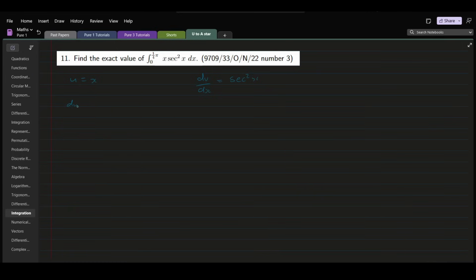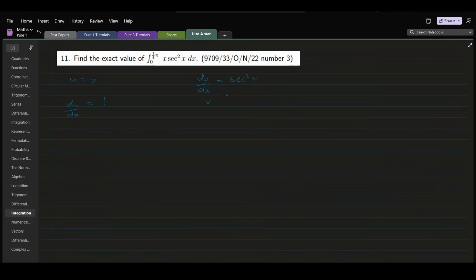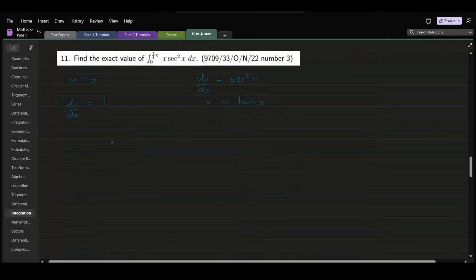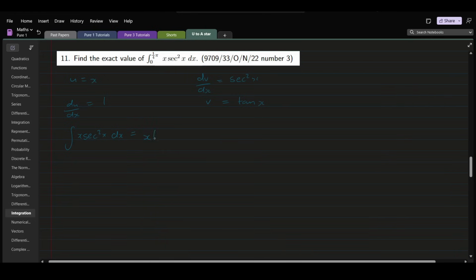So du dx, if you differentiate x, you get 1, and if you integrate sec squared x, we get tan x. And now let's go to the formula for integration by parts. So that's the integral of x sec squared x with respect to x, and this is equal to uv, which is x tan x, minus the integral of v du dx, which in this case is 1 times tan x, so just the integral of tan x with respect to x.